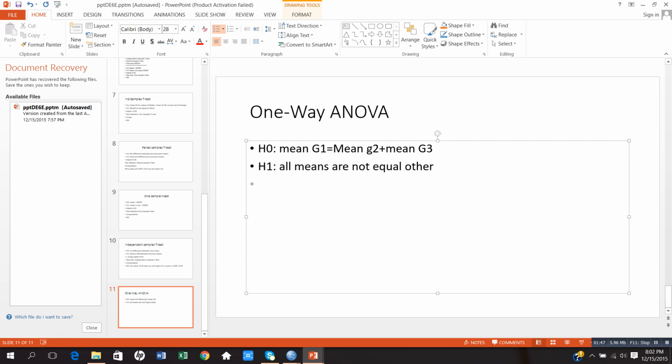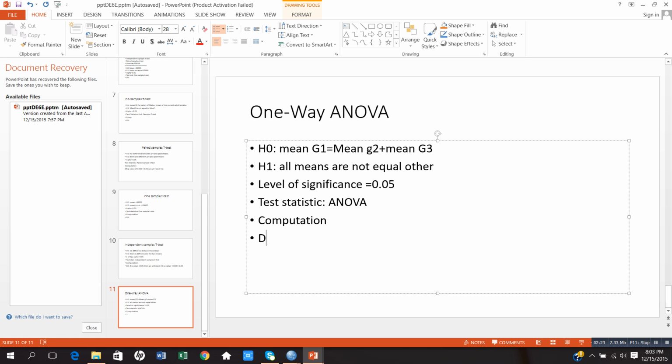Alpha, the level of significance, is 0.05. The test statistic is one-way ANOVA. ANOVA stands for analysis of variance, and then there is computation. We will use SPSS for computing purposes.